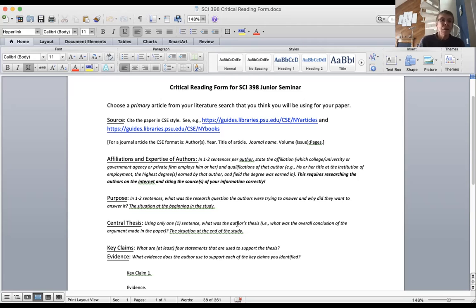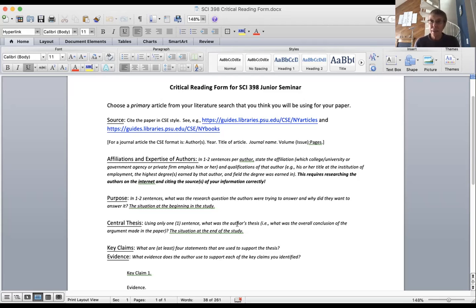And then I want you to pull out also the central thesis, which is at the end of the work, what do they conclude? What have they contributed to the knowledge in this? So you're doing what's known at the beginning and then what's known at the end.